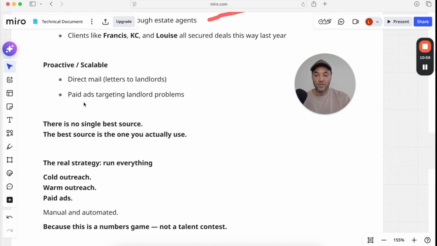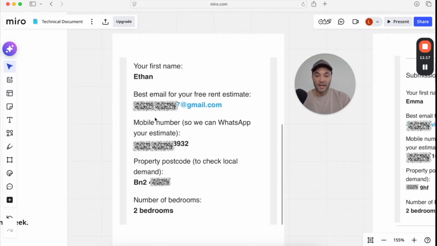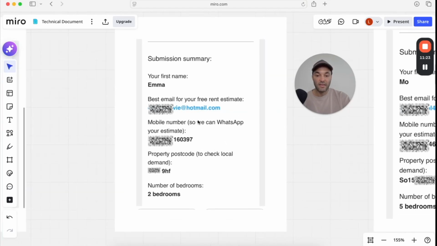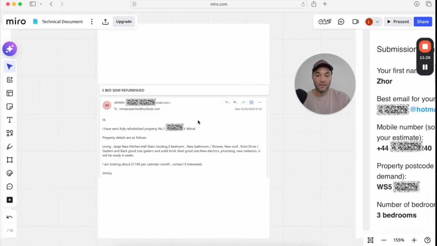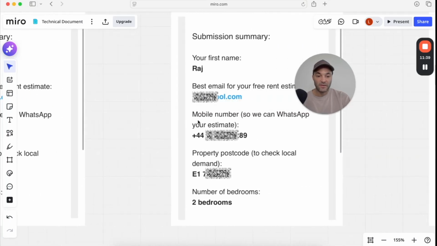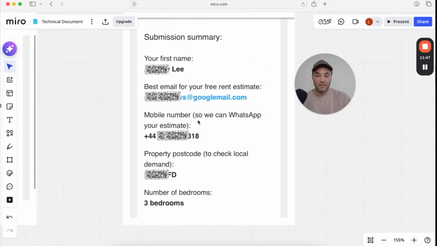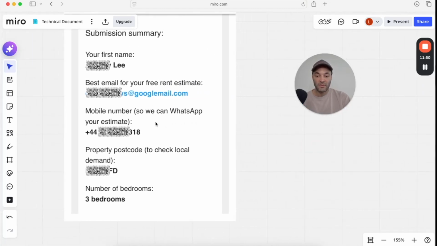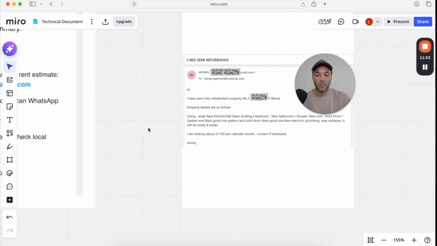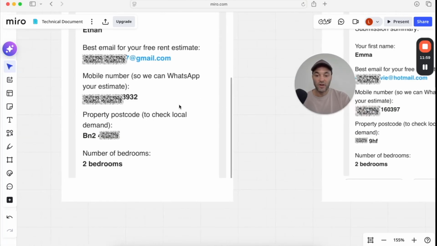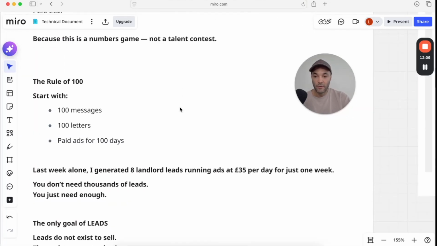The next way you can generate leads is paid ads. Now in your paid ads you want to target landlords' problems. Similar to the direct mail, we get really good responses from our paid ads at the moment. As you can see, these are all leads that came in last week. These are all landlords who've raised their hand to our ad and said they're interested in guaranteed rent. They've given me their contact number and their email address. So you can do this too. Once you have this information, your job is to then follow up, get them onto a phone call and try and arrange a viewing, which is the next step of the LAPS framework.